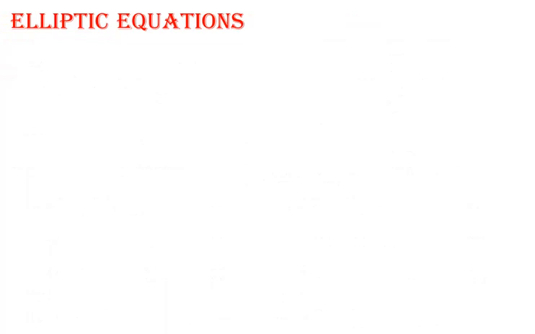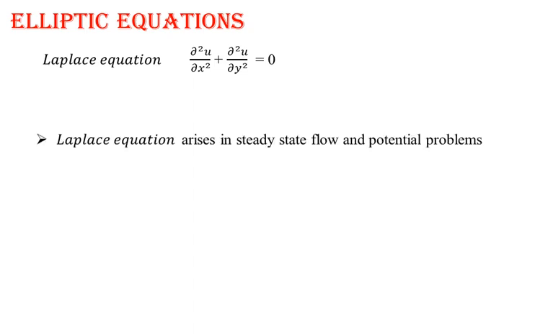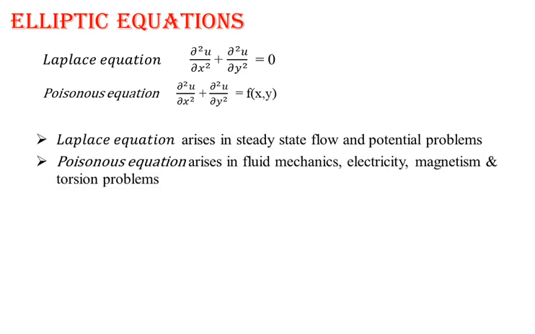Now the first type of differential equation is the elliptic equation. The first elliptic equation is the Laplace equation, which is given by ∂²u/∂x² plus ∂²u/∂y² is equal to 0. These Laplace equations arise in steady state flow and potential problems. The second type of elliptic equation is the Poisson's equation, which is given in the form ∂²u/∂x² plus ∂²u/∂y² is equal to a function of x comma y. These Poisson's equations arise in fluid mechanics, electricity, magnetism and torsional problems.